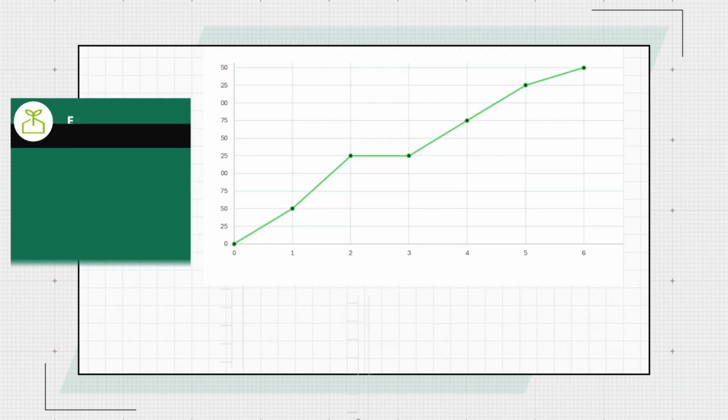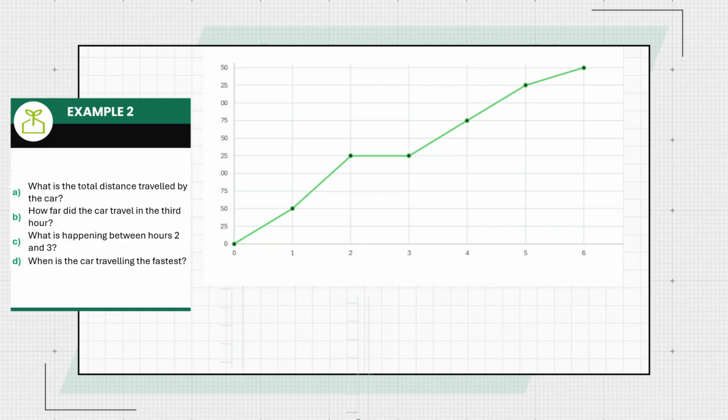Okay, welcome back. So here's one for you guys to practice. So just give it a go, and then I will solve it. Just remember, down at the bottom we have hours of the distance traveled.